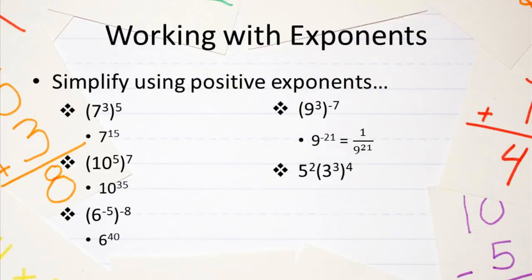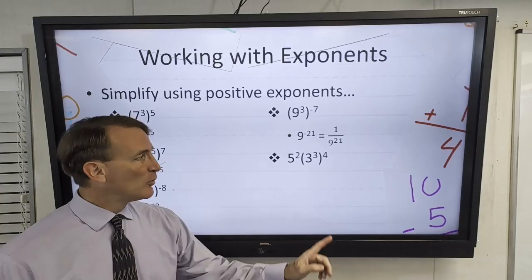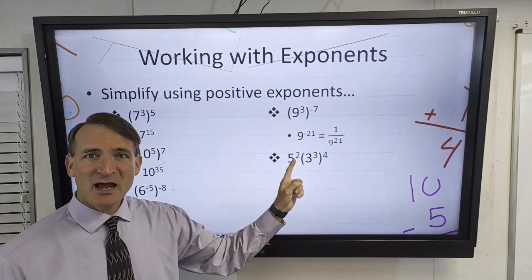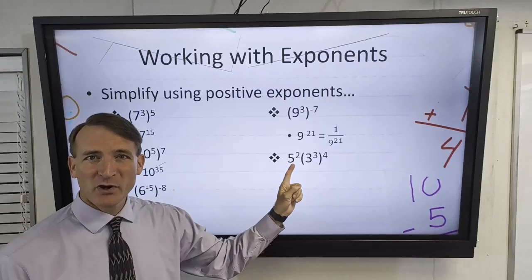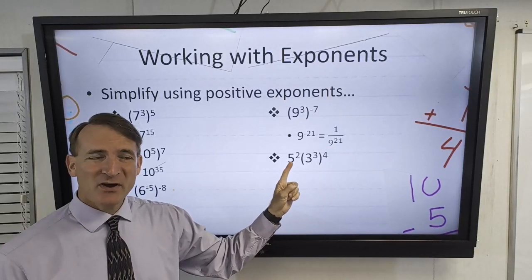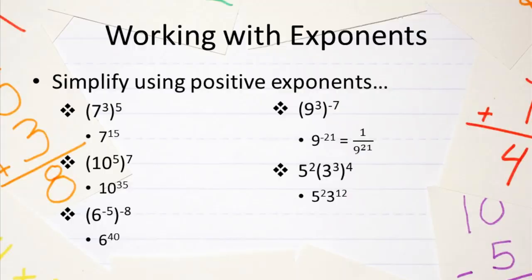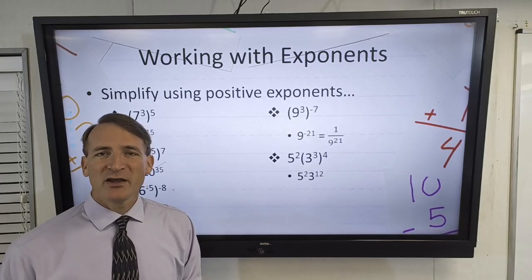How about one that's a little bit more of a challenge? We've got 5 squared times 3 cubed raised to the 4th power. Here we only have the 3 cubed that is being raised to the 4th power. It is not going to impact the 5 squared. So the 5 squared stays a 5 squared, but this 3 cubed raised to the 4th power is going to become 3 to the 12th. And since I asked to leave them as exponent form, that would be your final answer.